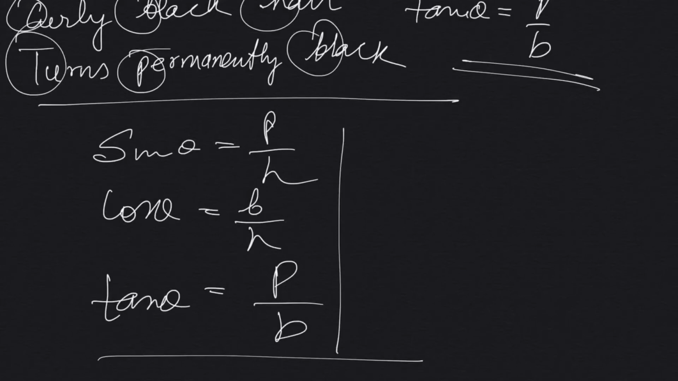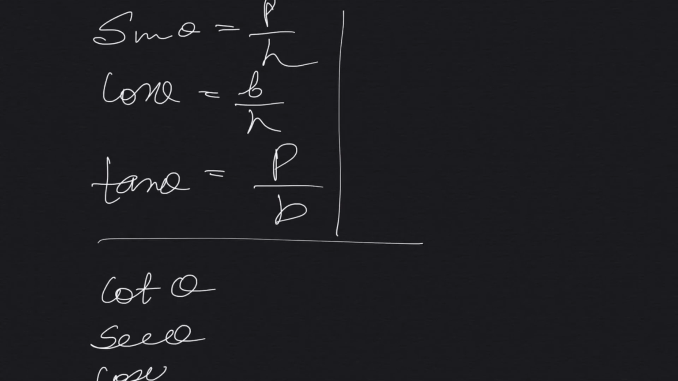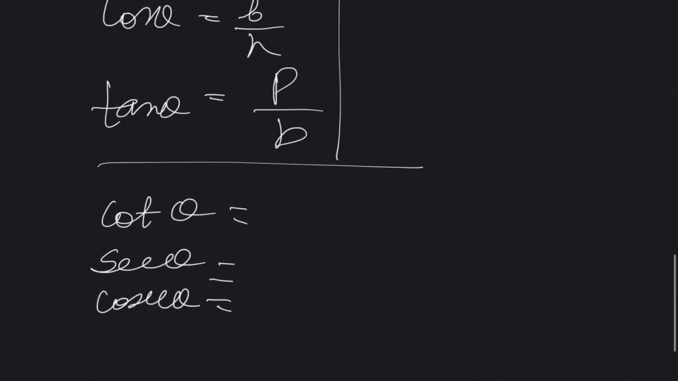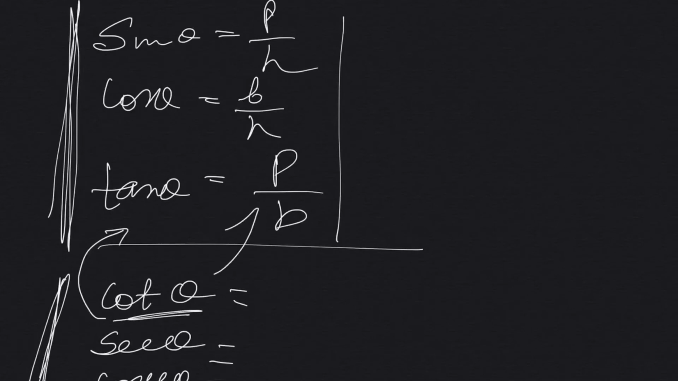Once you remember this, we will be able to solve the questions that are given in the exercises. But before that, there are three more values, which are cot theta, sec theta, and cosec theta. Once you remember the first three, it's easy to remember these, because cot theta is nothing but the opposite of tan theta. Tan theta is perpendicular by base, so cot will be simply you flip these values: base by perpendicular.